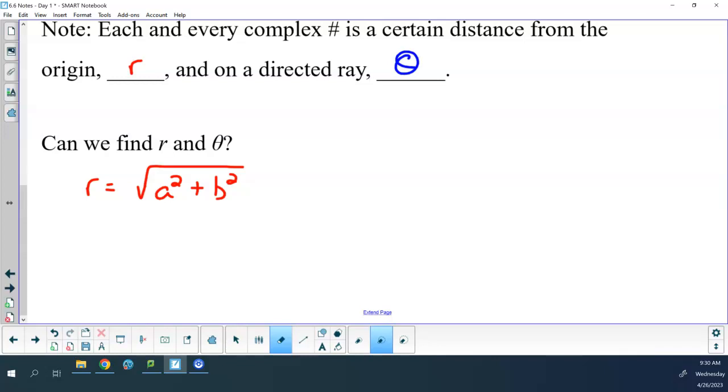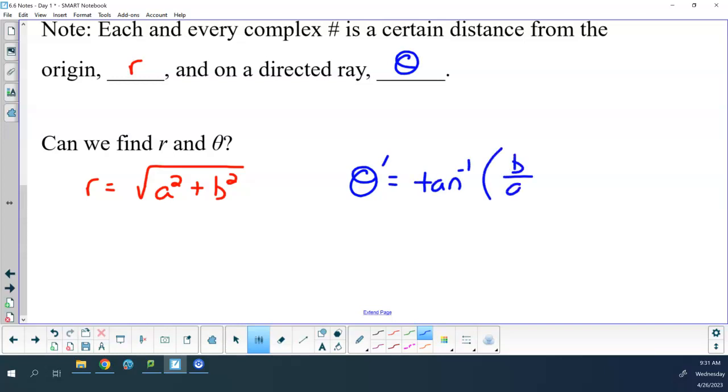That's what r was back in vectors, where r was the square root of x squared plus y squared. How can we find theta? Seen that before, haven't you?